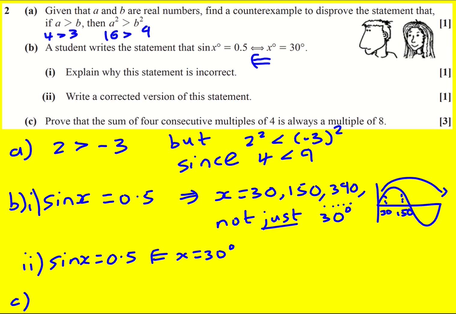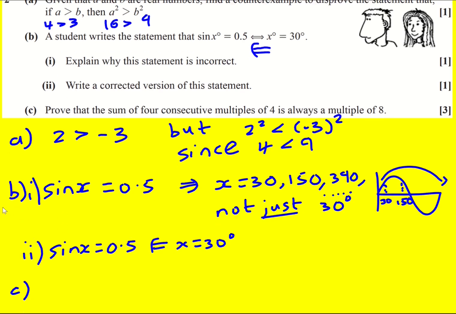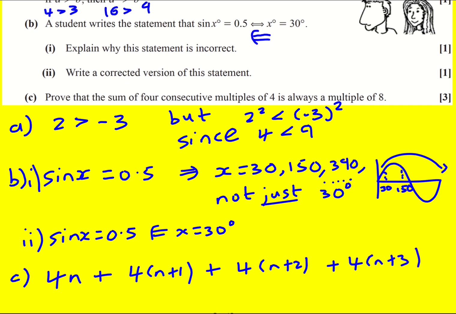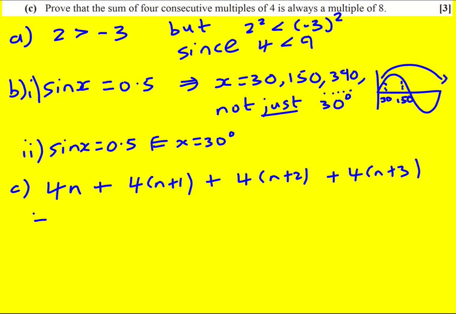Right, finally in C, it says prove the sum of 4 consecutive multiples of 4 is always a multiple of 8. So let's start out by just writing a multiple of 4, 4n. And the next one is going to be 4 times (n plus 1), which is in a bracket. That's 4n plus 4. And n plus 2, and n plus 3. Could go with n minus 1. That might make life a little bit easier, but I don't know. Here I just felt like going with it like this.